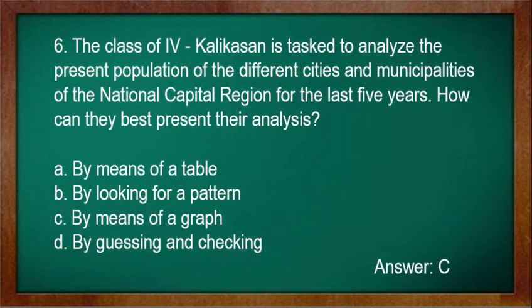Number 6. The class of 4, Kalikasan is tasked to analyze the present population of the different cities and municipalities of the National Capital Region for the last 5 years. How can they best present their analysis? A. By means of a table, B. By looking for a pattern, C. By means of a graph, D. By guessing and checking. Answer, C.